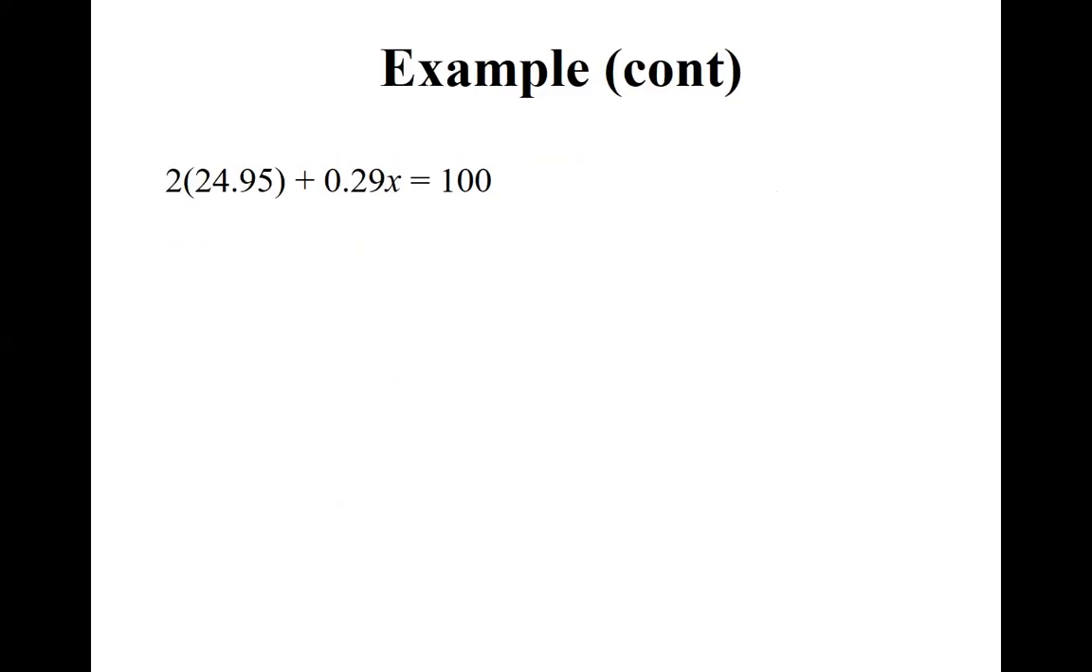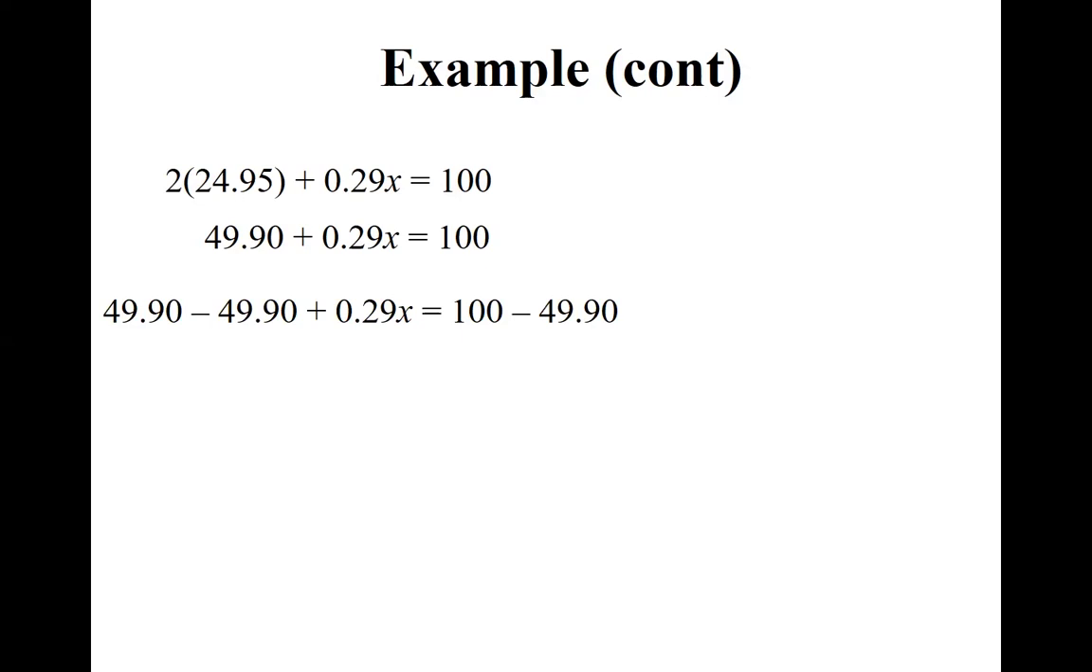We take our equation and we work to solve it. We can do some work on the left. We can do 2 times 24.95. That gives us 49.90. We have 49.90 plus 0.29x equals 100. We want to keep the x's on the left. We want to get rid of that 49.90, but we can't just move it to the right. We have to subtract it from both sides. That's how we get it to play with the right side. So subtract 49.90 from the left, subtract 49.90 from the right.